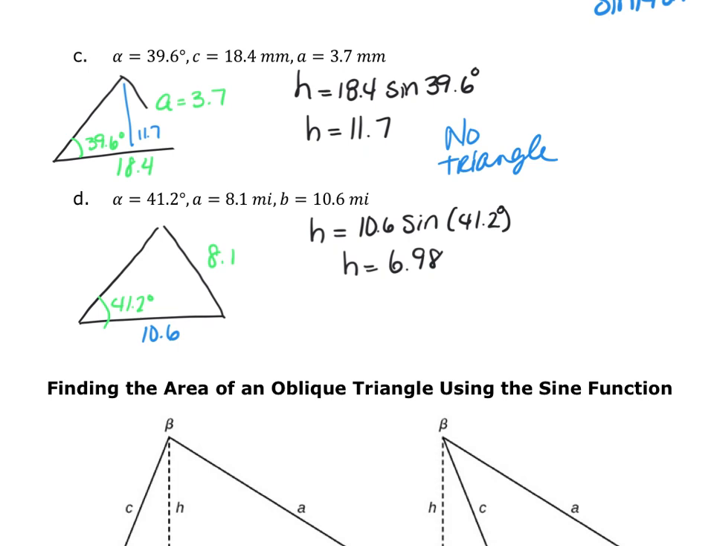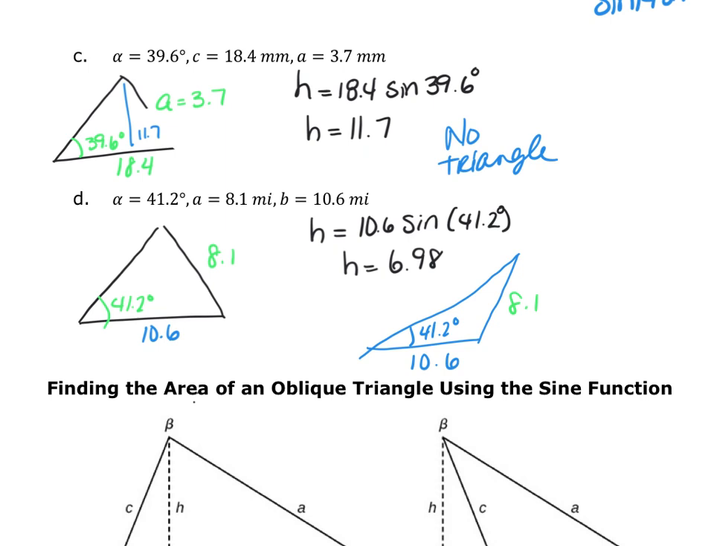What that tells me is I have two possibilities. My first triangle is going to look something like this, exactly how I expected it to look. My second triangle, however, could look like this. So let me do this in blue. My second triangle could look like this. This is still the 41.2 degrees. This is still the 8.1. And this is still the 10.6. So I actually have two possibilities.